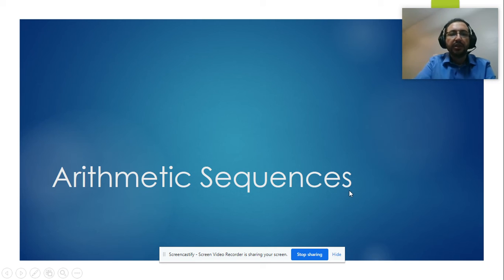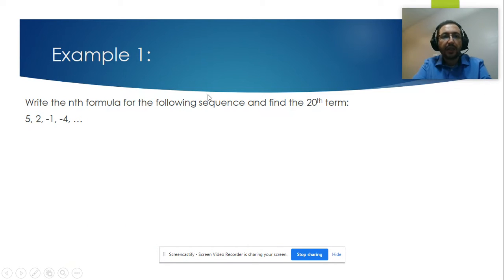Okay, let's keep talking about arithmetic sequences. Yesterday we learned how to write the nth formula. Now we're going to learn how to use it. Let's go over this example. It says write the nth formula for the following sequence and find the 20th term.